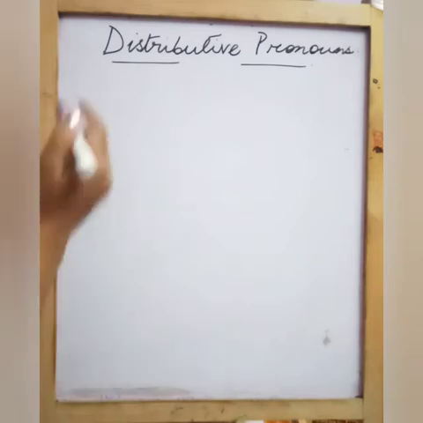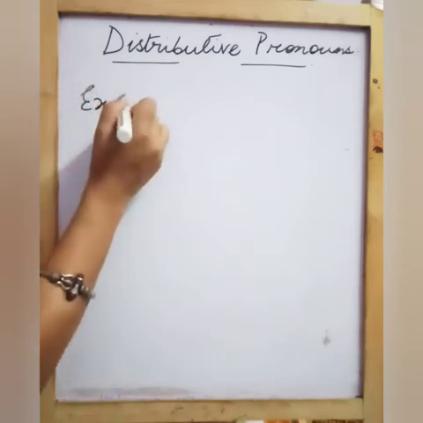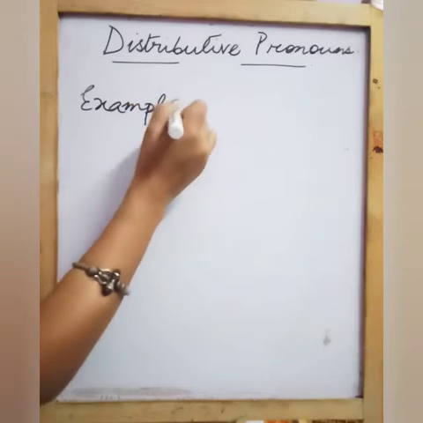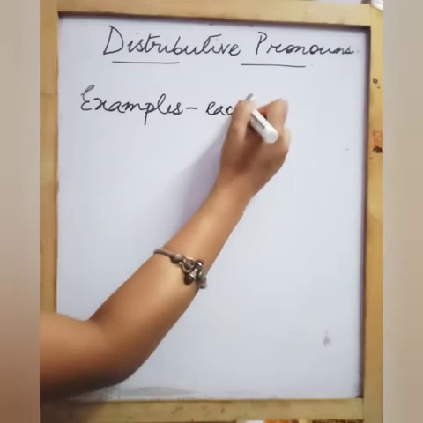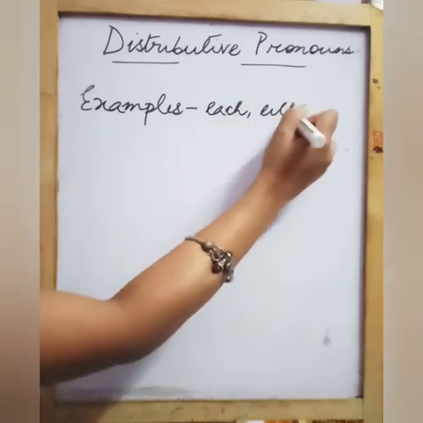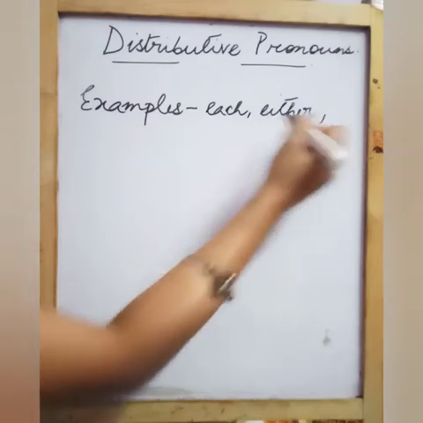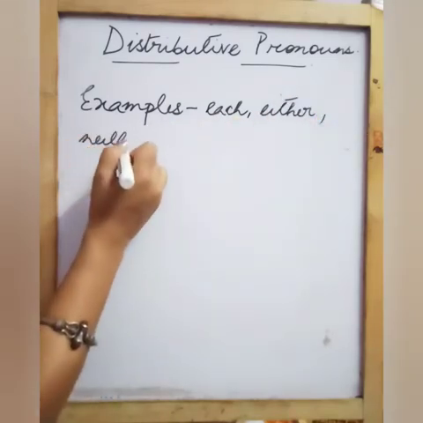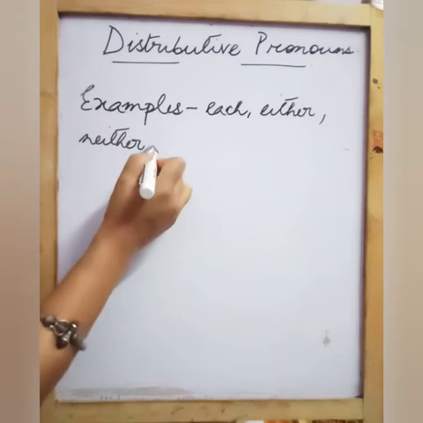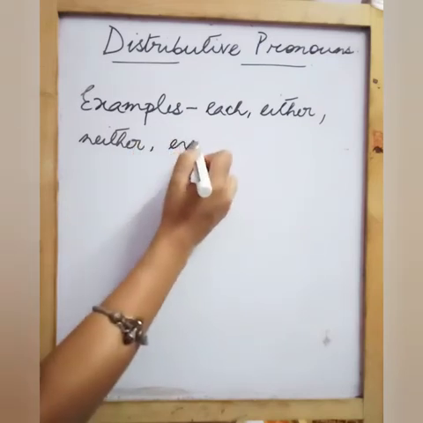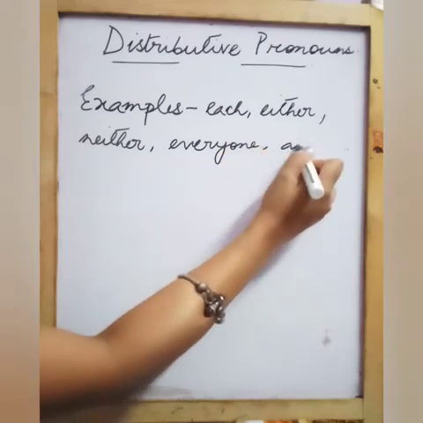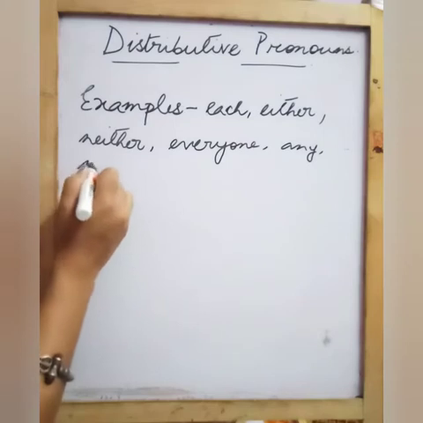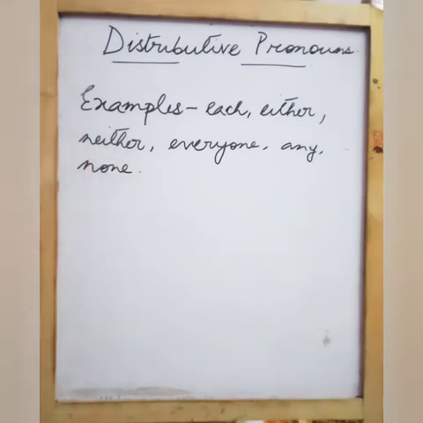So, some examples of distributive pronouns. Say the sentences that we did. Say each, either, neither, or neither, whichever way you need to pronounce. Each, either, neither, everyone, then any or none. Fine, these are all examples of distributive pronouns.